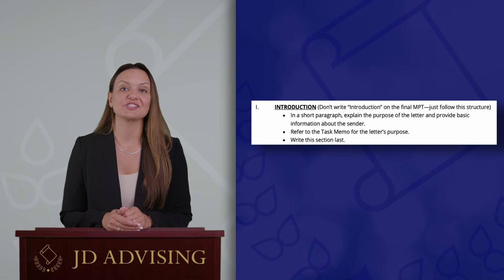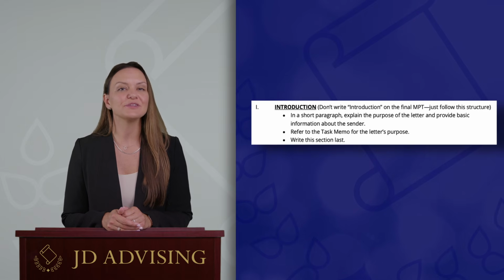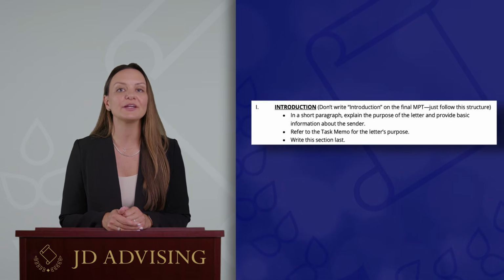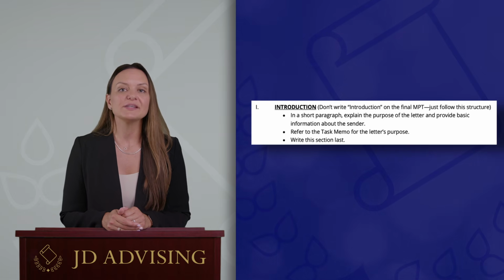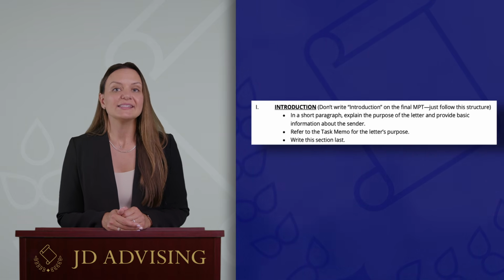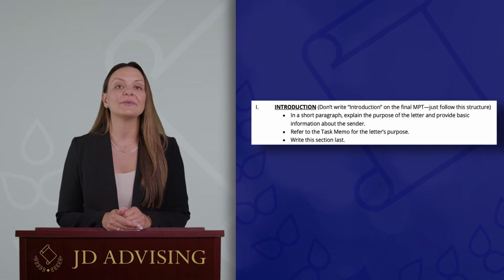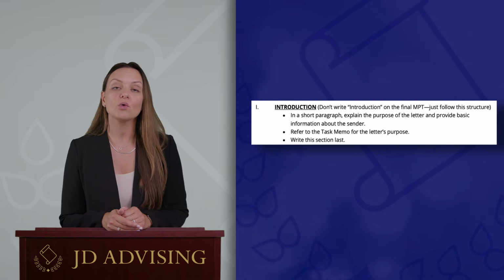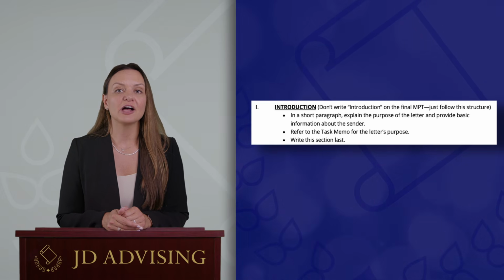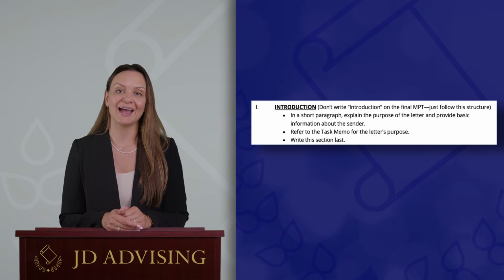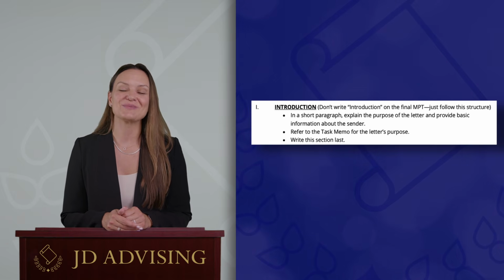Next is your introduction section. This is short, usually only a paragraph where you tell the reader the purpose of the letter and basic information about the sender. We suggest you write this last. To give you a quick example, if you're writing a demand letter to opposing counsel or the opposing party, in the introduction section, you'd identify yourself as the lawyer for the other side and why you're writing them this letter.